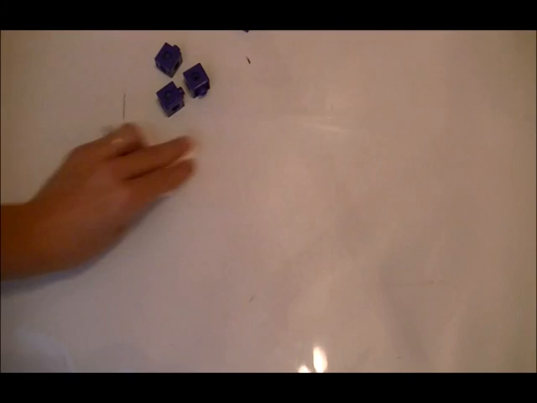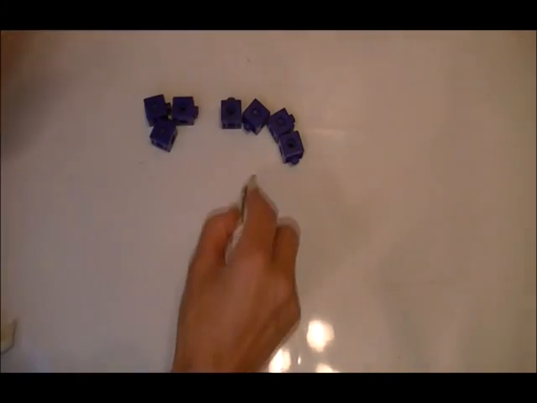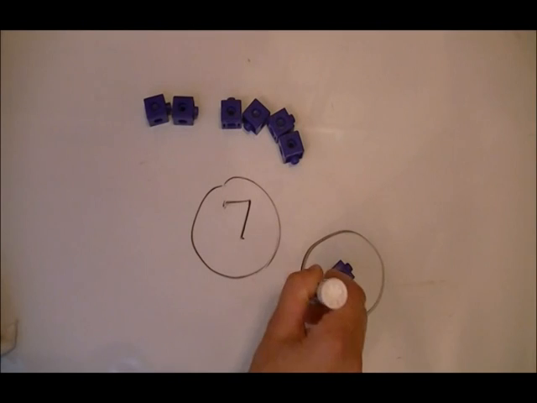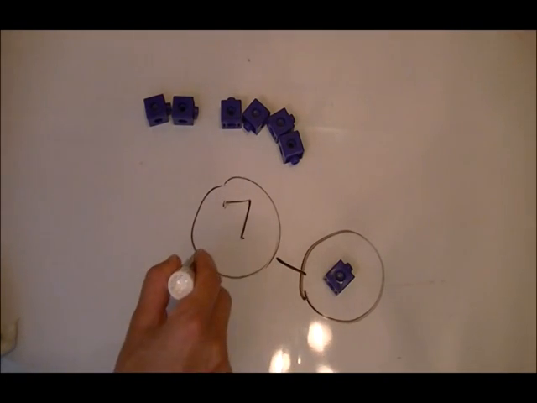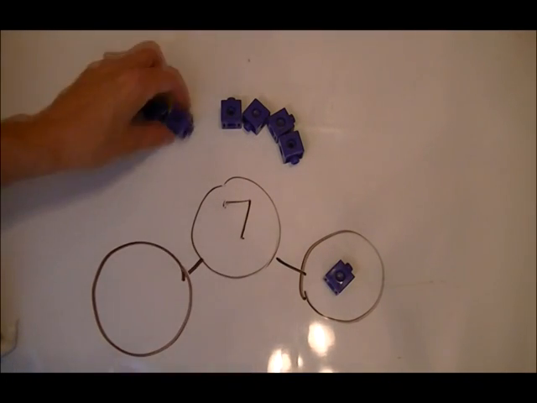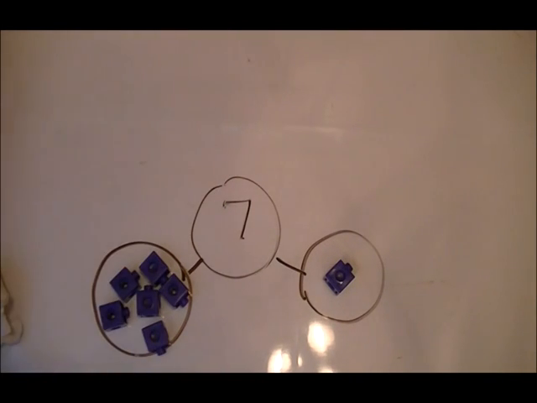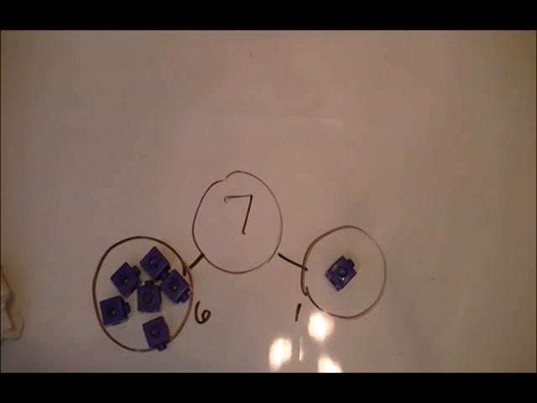Well, let's look at it. If you had 7 cubes, I can think of a way. We could put 1, so you just have 1. And then what's left over here? How many? 1, 2, 3, 4, 5, 6. So 6 and 1 make 7.